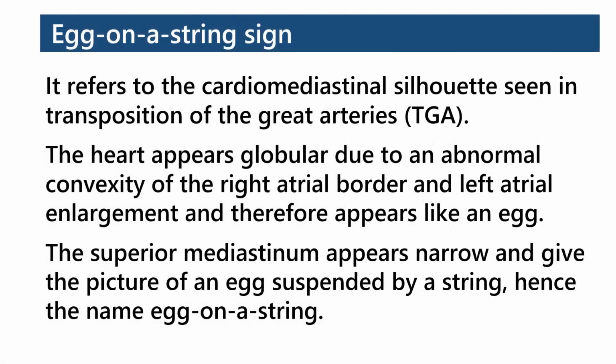Egg on a string sign refers to the cardiomediastinal silhouette seen in transposition of the great arteries. The heart appears globular due to an abnormal convexity of the right atrial border and left atrial enlargement, and therefore appears like an egg. The superior mediastinum appears narrow and gives the picture of an egg suspended by a string, hence the name egg on a string.